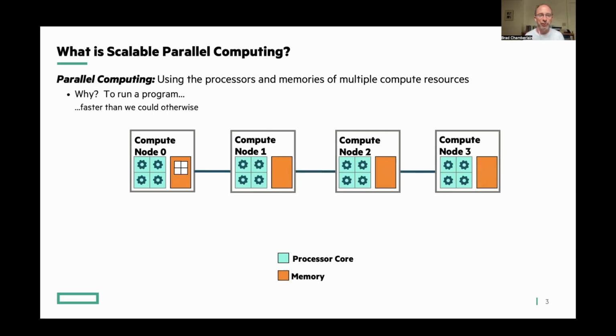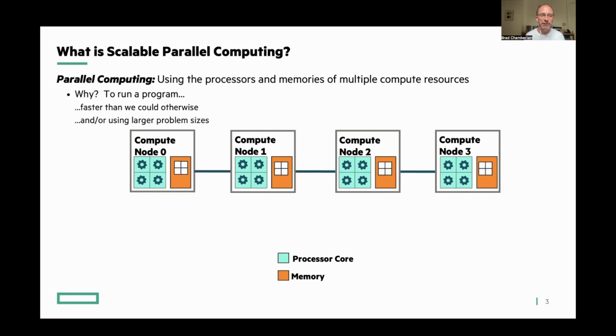The other reason one might do parallel computing is that you can harness the memories of multiple compute nodes as well. So maybe I was constrained to a certain problem size if I was only using my laptop, but once I string these 4 compute nodes together, I can use all of their memories together and run a problem size that's potentially 4 times larger. So that's parallel computing and why we might do it.